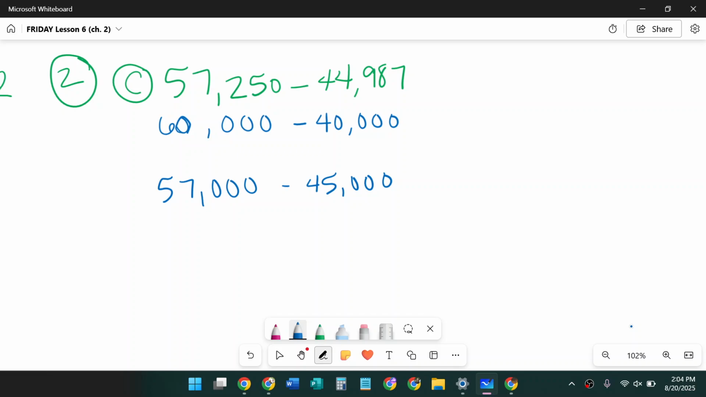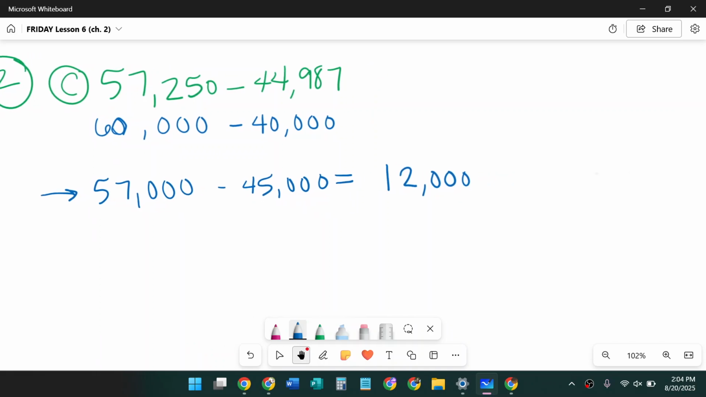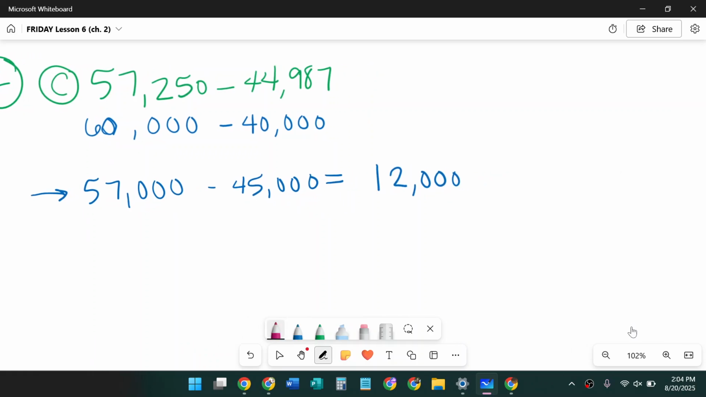If I have a 10,000s number, a number with 5 digits, I should probably round somewhere in the thousands. Because this one's not too bad, because 5 is bigger than 4 and 7 is bigger than 5. I'm going to go ahead and round using this one. So that would be 12,000. So that's my estimate. Now I'm going to find the actual value and see how close it is.